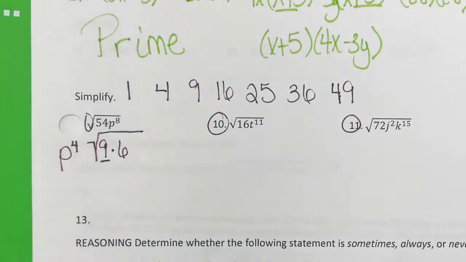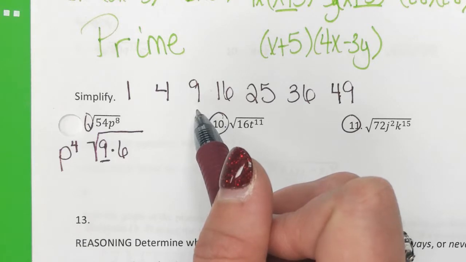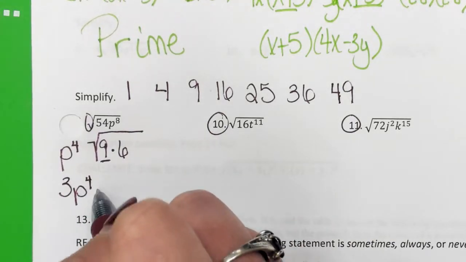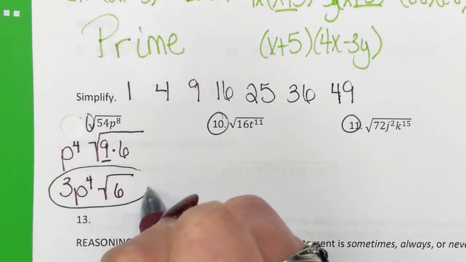All right, and then 9 is on that list. So what's the square root of 9? What number times what number was 9? 3. So it's 3p to the 4, and I can't do anything with the 6. So he stays inside, and that's it.